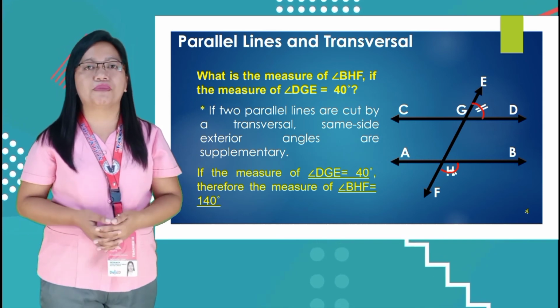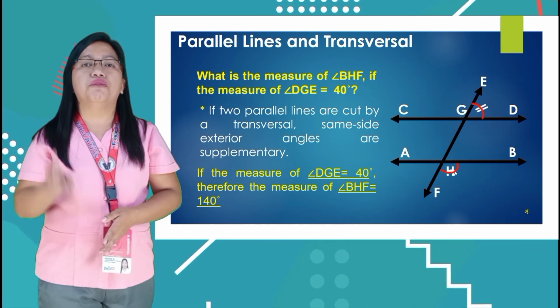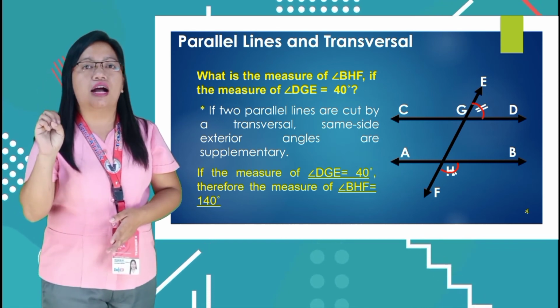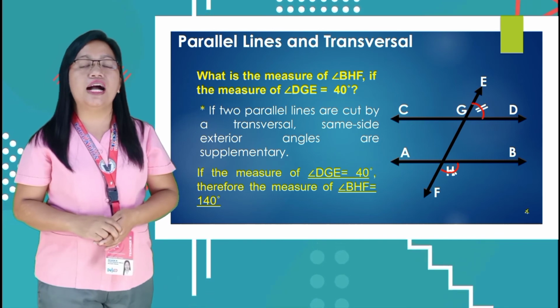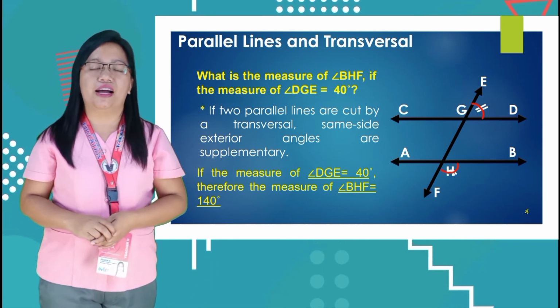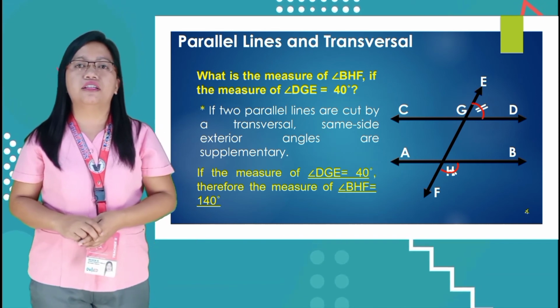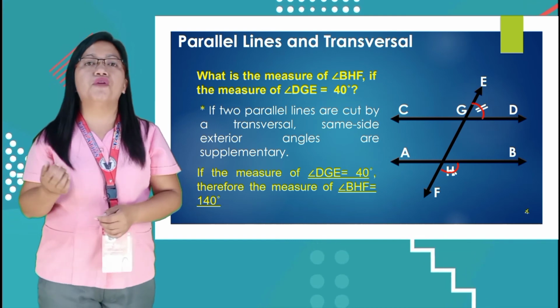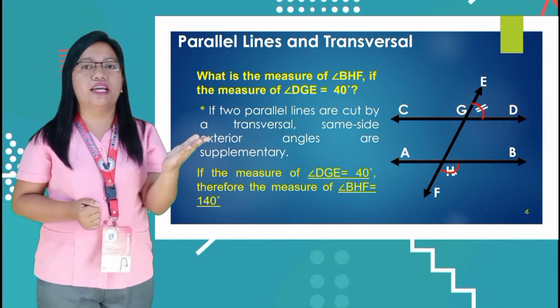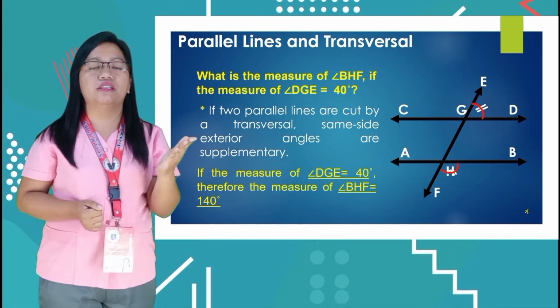Last one. What is the measure of angle BHF if the measure of angle DGE is equal to 40 degrees? Again, think about the rule: if two parallel lines are cut by a transversal, same side exterior angles are supplementary. If the measure of angle DGE is equal to 40 degrees, therefore the measure of angle BHF is equal to 140 degrees. Is it clear?